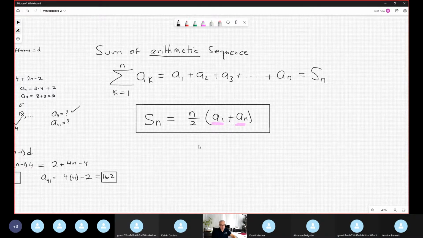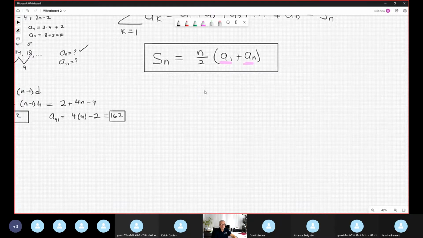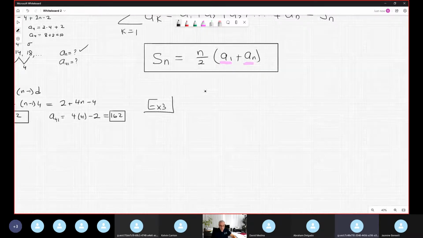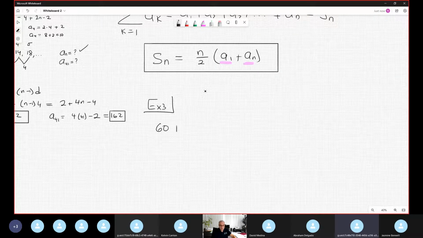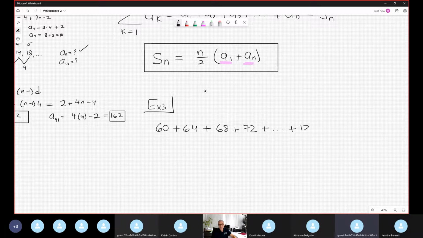Let's see an example to understand more clearly. Suppose we have a sum ending with plus 60 plus 64 plus 68 plus 72 plus 120. The last one is 120. Find that sum. Okay, we're using the formula.